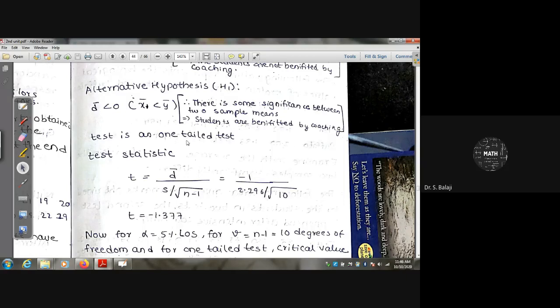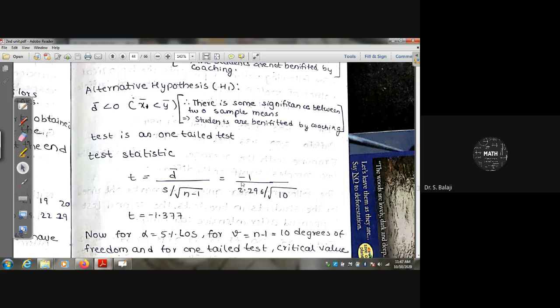Therefore, the test is a one-tailed test. You can see the test is one-tailed here because this is a less-than comparison, and with the comparison only you can say whether the benefit is there or not. Therefore, the test statistic can be written as t is equal to d bar by s by square root of n minus 1.